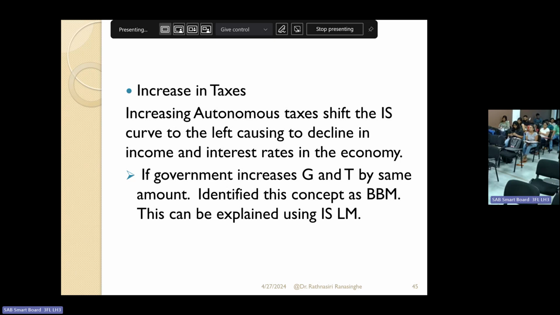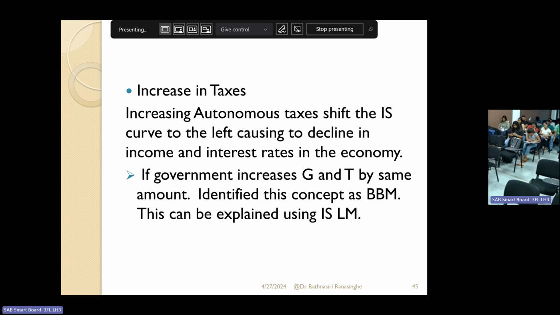But we know that the government raised taxes also, at the same time. So when there is a rise in the taxes, what happens? There is a decline in the IS curve shift to the left, right? So this is delta T.